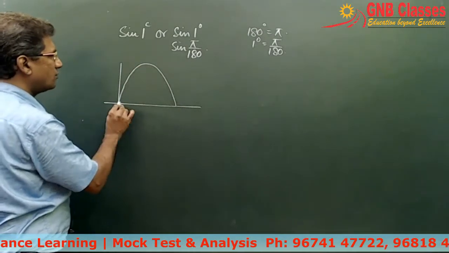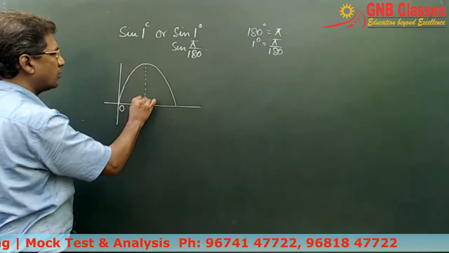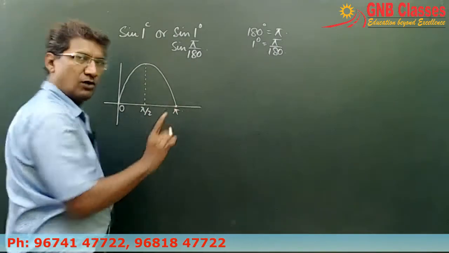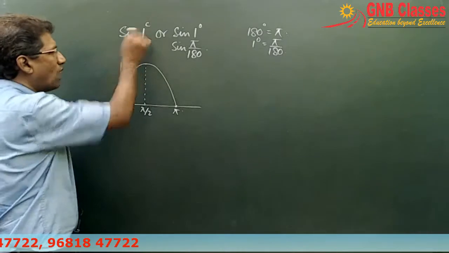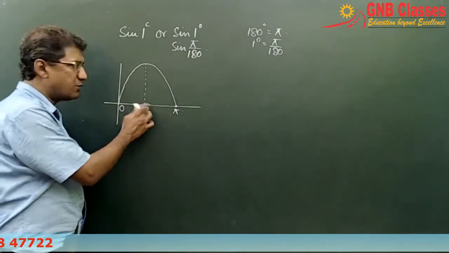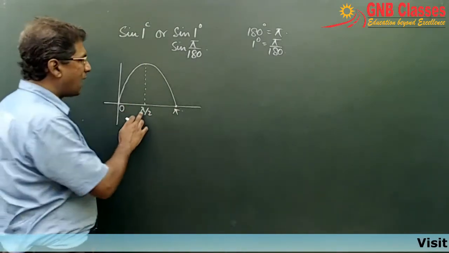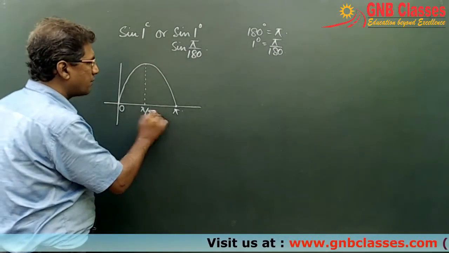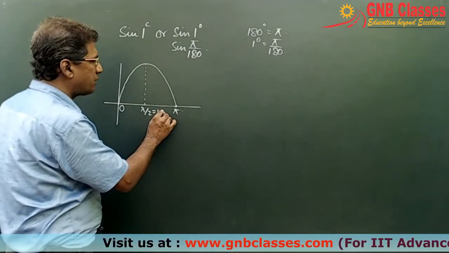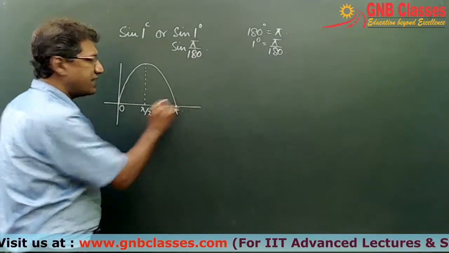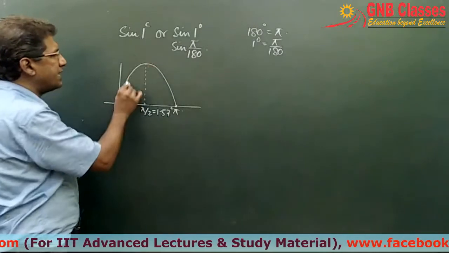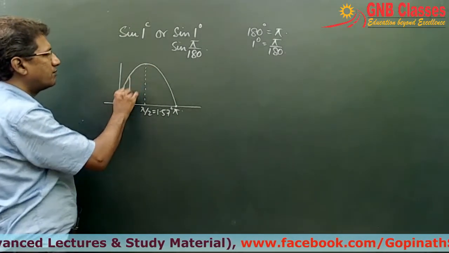This is 0. This peak is pi by 2. And this is pi. Now you see, pi by 2 is in radian measure, right? Pi by 2 is almost 1.57 radian. Now your 1 radian will be somewhere here.